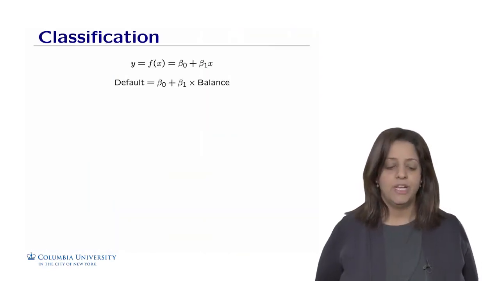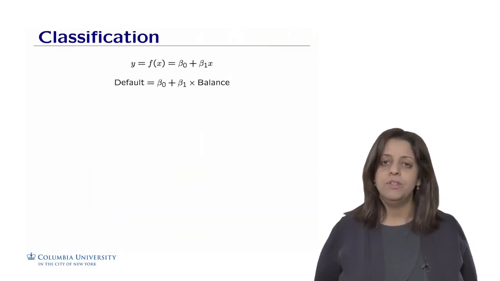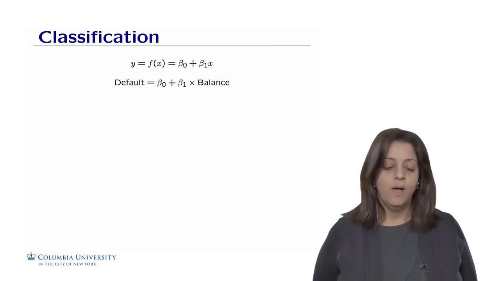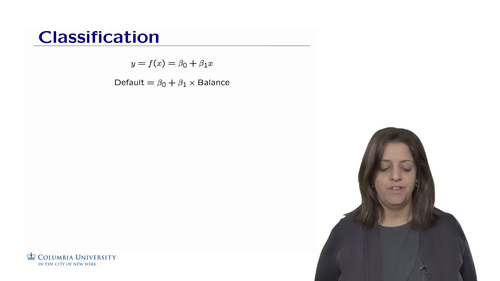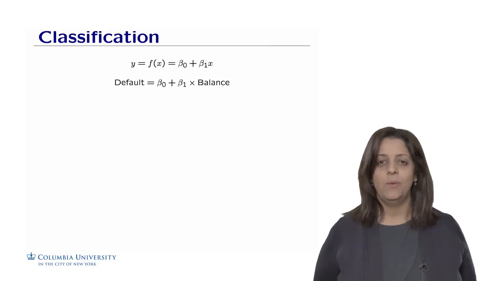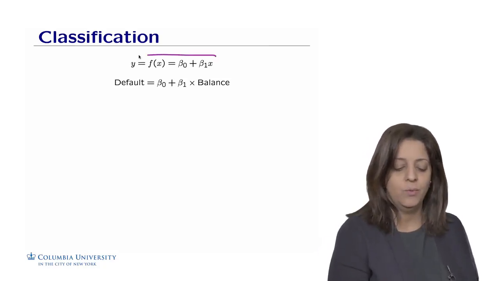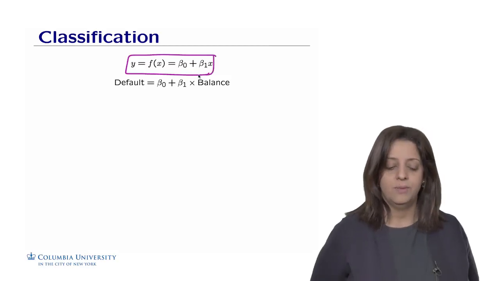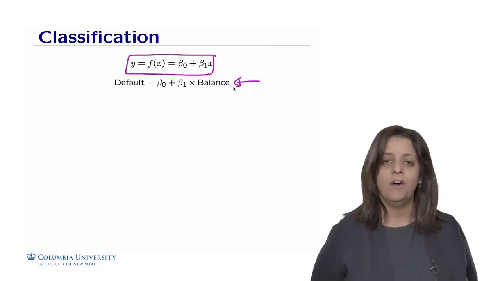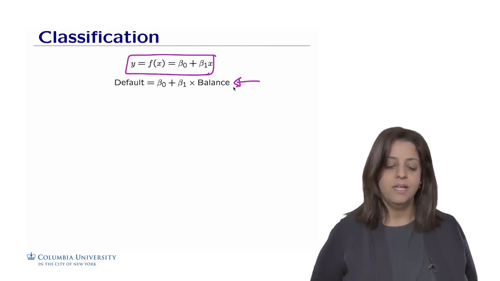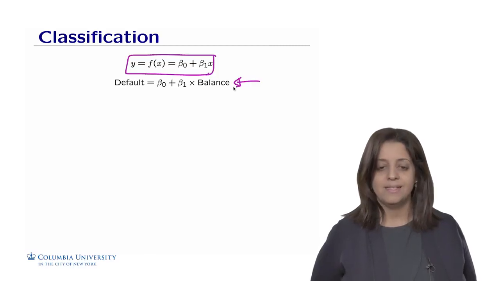Just like for linear regression, we're going to model the problem with a linear function. So we're going to write y as a function of x, function of the input or the feature values, as beta 0 plus beta 1x. This is the equation of a line. One more time, just like for linear regression. So in the specific case of the example, we're going to write the default value of the label as beta 0 plus beta 1 times the feature balance, right?